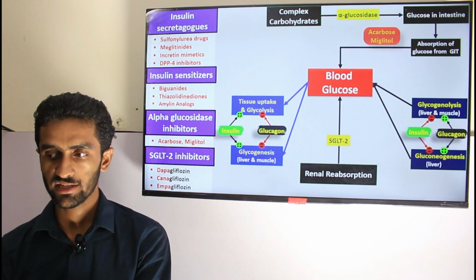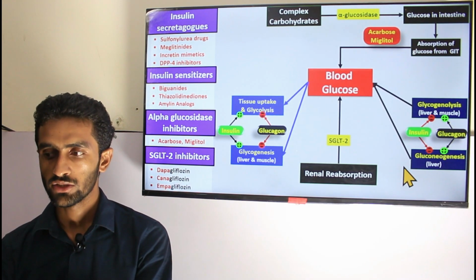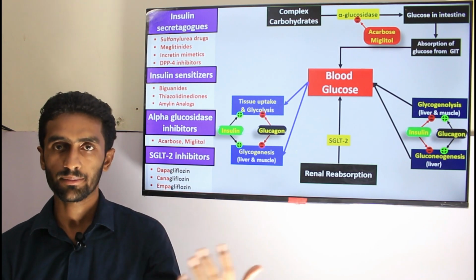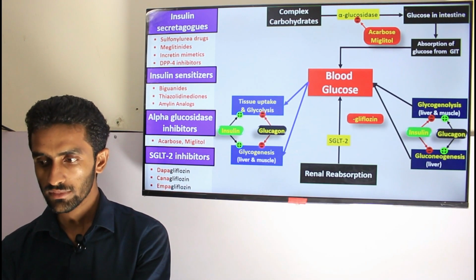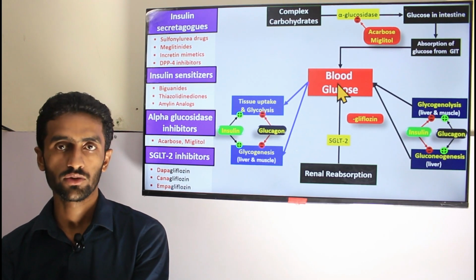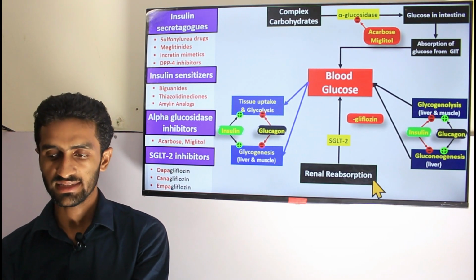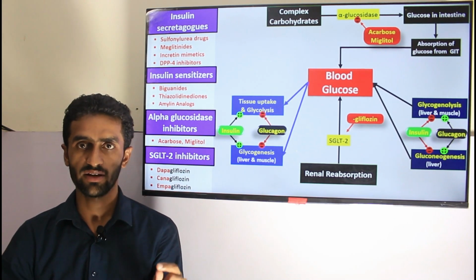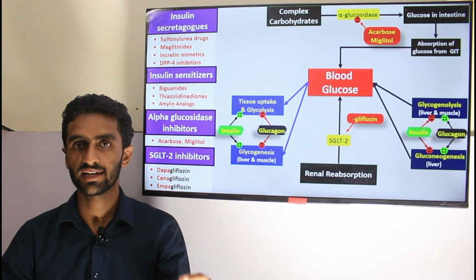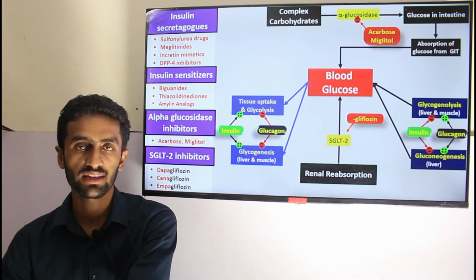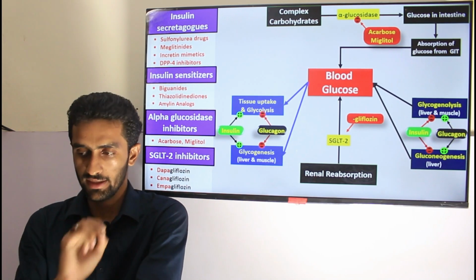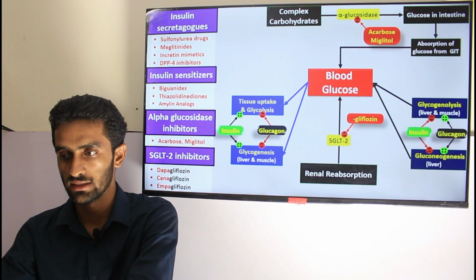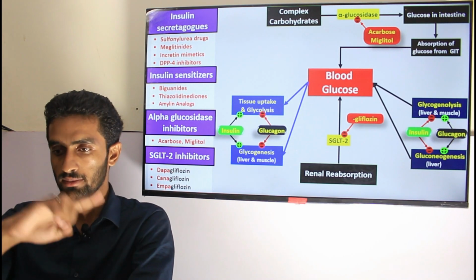While the alpha glucosidase inhibitors, like acarbose or miglitol, inhibit alpha glucosidase, so they inhibit the dietary uptake of glucose. Because no monosaccharide, no absorption. While gliflozins inhibit the SGLT2. 90% of renal reabsorption of glucose occurs via SGLT2, while 10% occurs via SGLT1. So they are inhibiting the SGLT2. These are the summary of all your mechanisms.